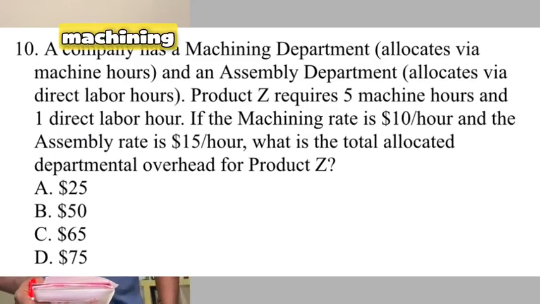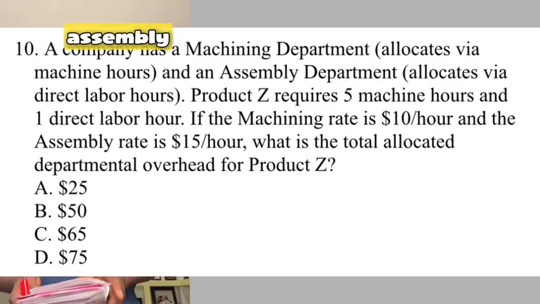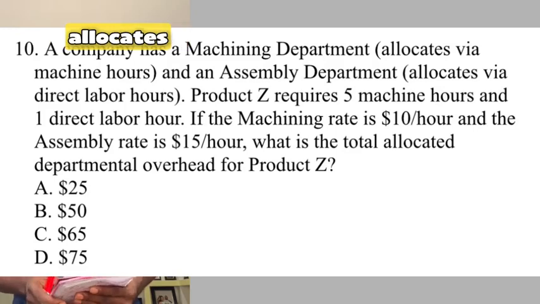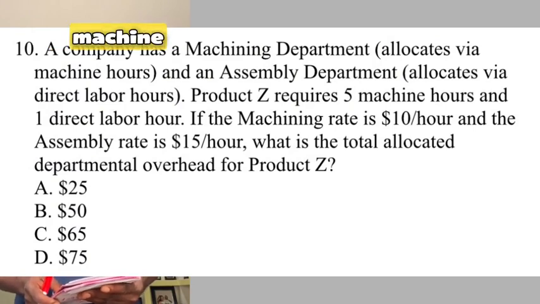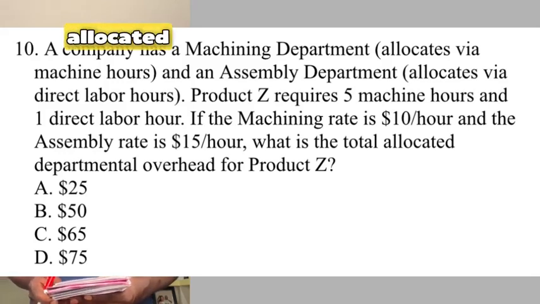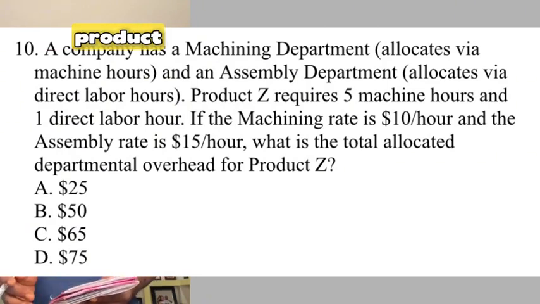Last question, number 10. A company has a machining department, allocates via machine hours, and an assembly department allocates via direct labor hours. Product Z requires 5 machine hours and 1 direct labor hour. If the machining rate is $10 per hour and the assembly rate is $15 per hour, what is the total allocated departmental overhead for product Z? A is $25, B is $50, C is $65, and D is $75.